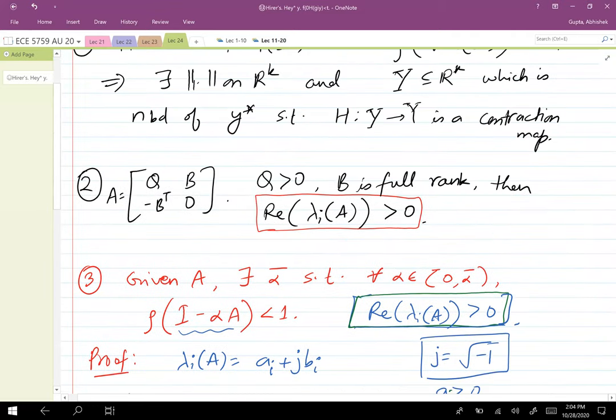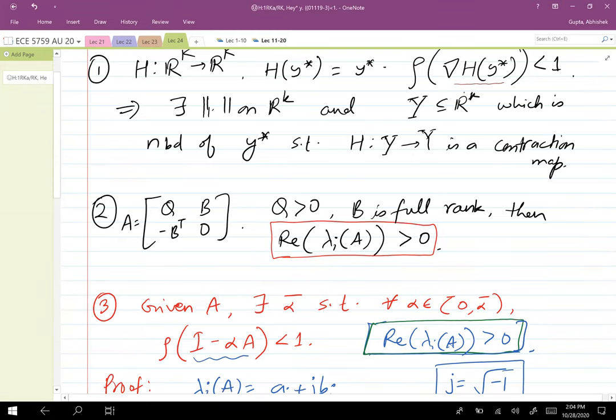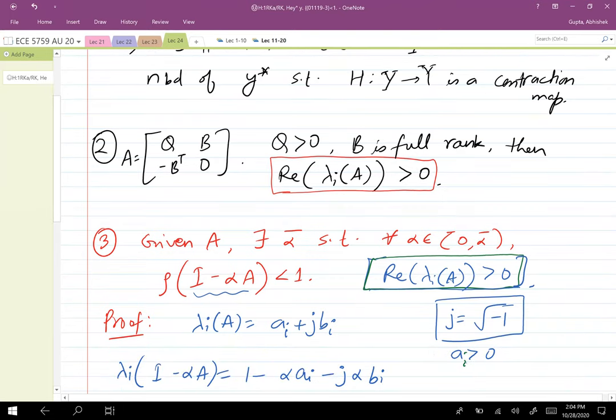All right, so we now have three results at hand. The first is I want the spectral radius of the gradient to be less than one. And in order to prove this result for a class of gradient descent type algorithms, we will need these two results. The first one is, if you construct a matrix in this way, then Q positive definite and B full rank implies that the real part of the eigenvalue is greater than zero. And the third result is that if you have such a matrix A, then the spectral radius of I minus alpha A is less than one for alpha sufficiently small.